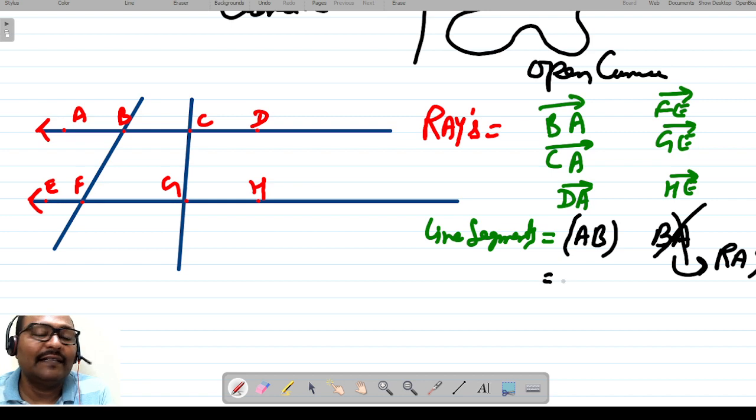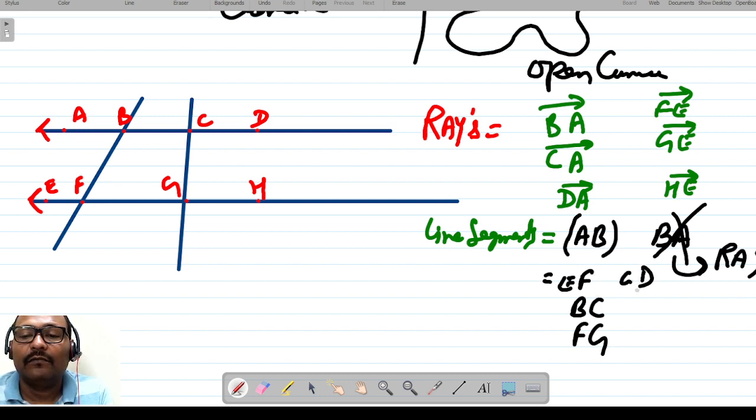Similarly, what are other line segments? EF is also a line segment. PC is also a line segment. FG is a line segment, and CD is a line segment. GH is a line segment. So all these are line segments which can be drawn over here. Okay, so I think you are getting the concept of line segment.